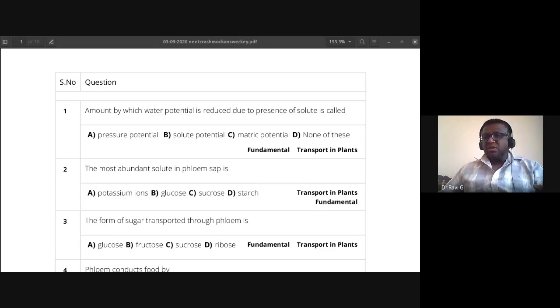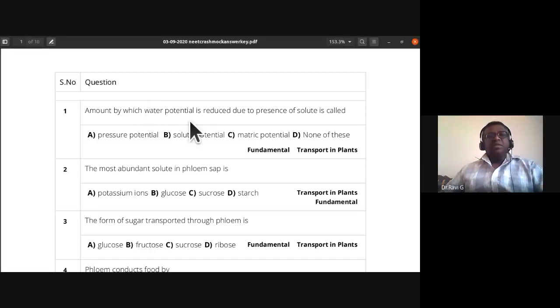Paper. I had even set it for the NEET crash course student. So we'll be discussing the multiple choice questions of the chapter transportation in plants. We have nearly around 50 questions which we'll be solving today.